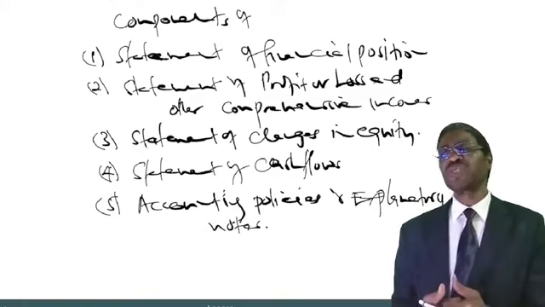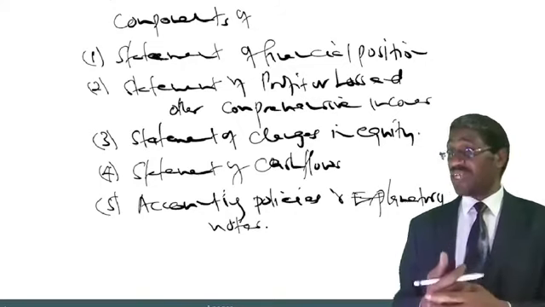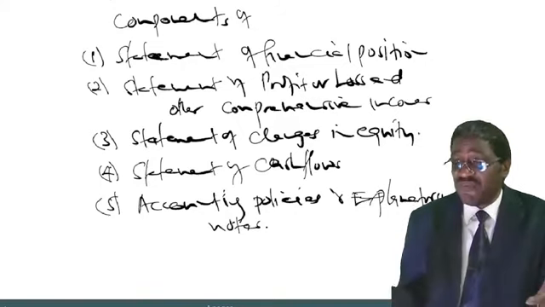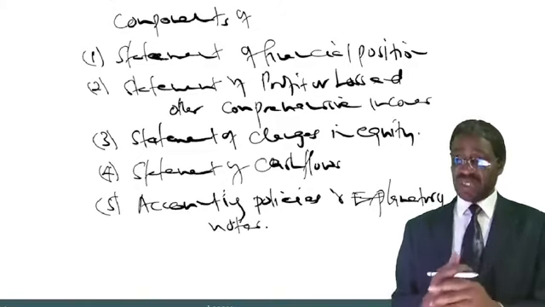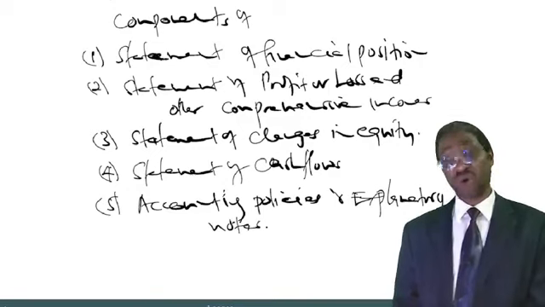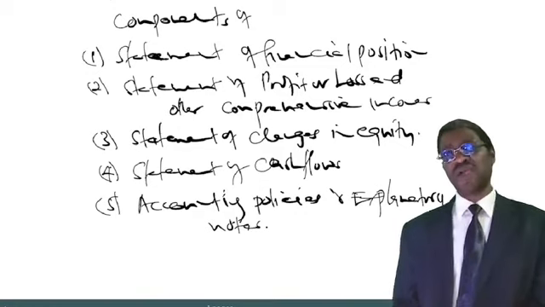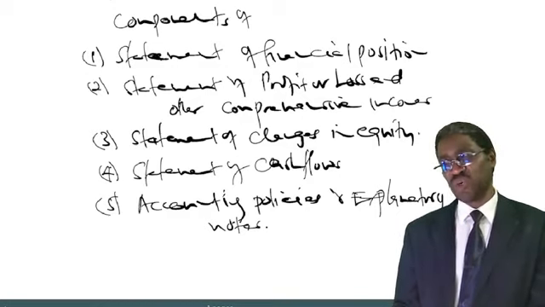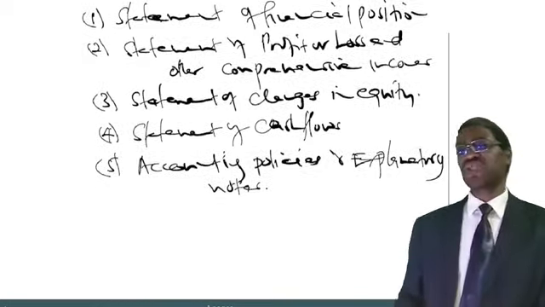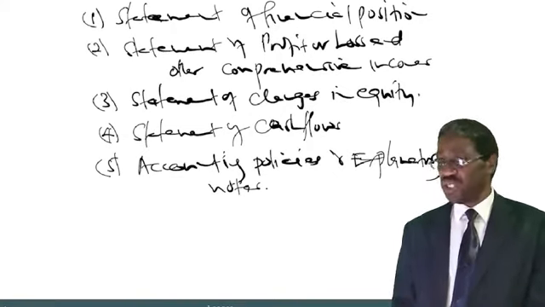It's good to know them because once in a while your examiner will ask you, or normally ask you, a theory question. State the components of a complete set of financial statements. And so we are saying there are those 5 components. One is the statement of financial position, or what you could call the balance sheet. Number 2, statement of profit or loss and other comprehensive incomes. Number 3, statement of changes in equity. Number 4, statement of cash flows. And number 5, accounting policies and explanatory notes.